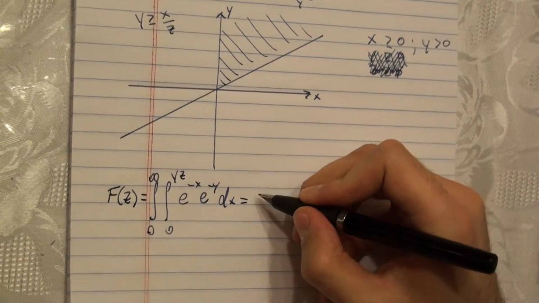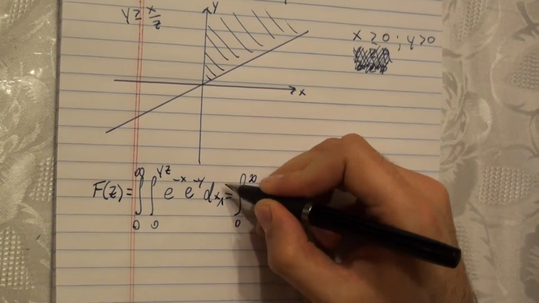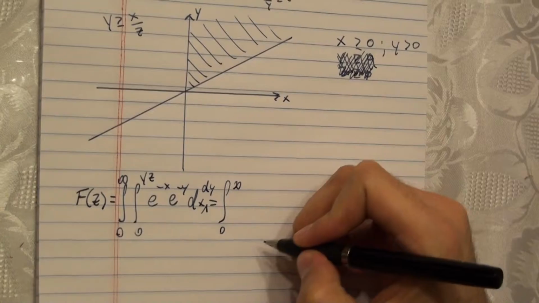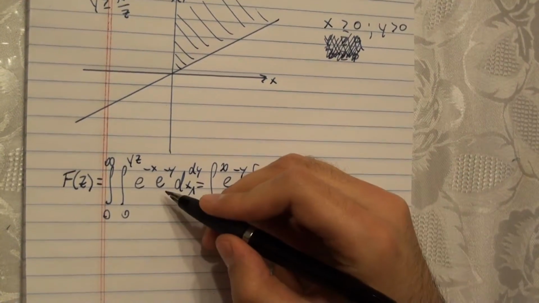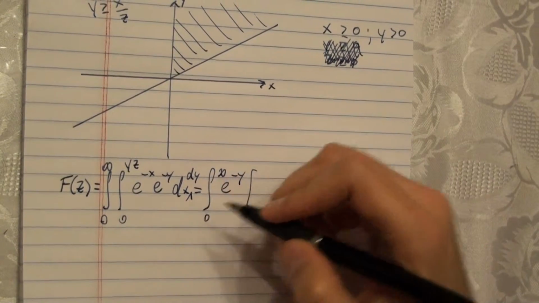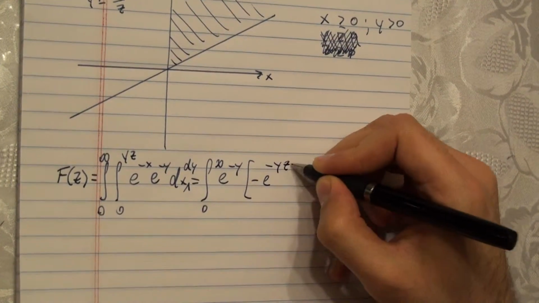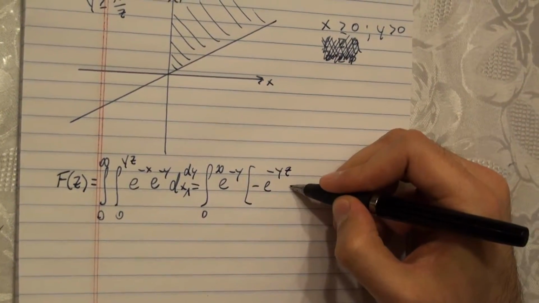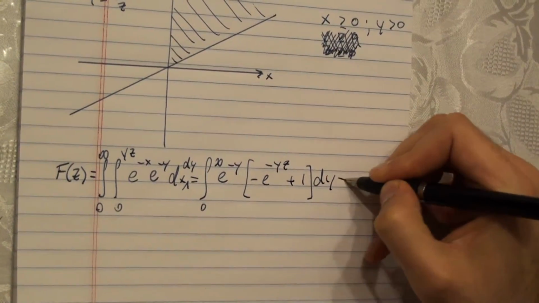So this becomes integral 0 to infinity. Oh, I forgot my dy. dx dy, sorry about that. I have e to the minus y. This integral, the x integral, is going to be minus e to the minus yz minus e to the minus 0, so that becomes plus 1. And then we have a dy here.